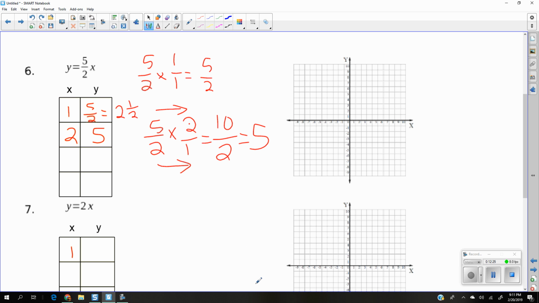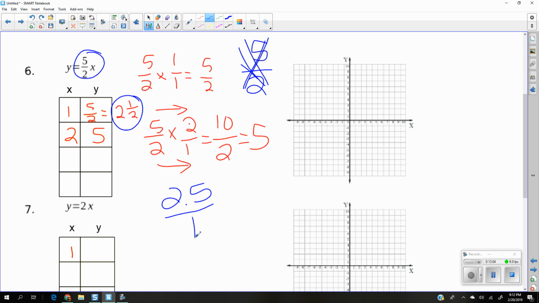So now remember, the slope is 5 halves. Or it's actually 2.5 also, okay? Because it's reduced. But we'll go ahead and use 5 halves. No, scratch that. We're not using 5 halves. We're going to use 2.5, because a half means 0.5, and then remember it has to go over 1.